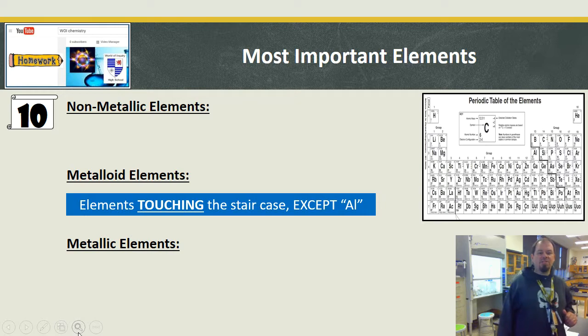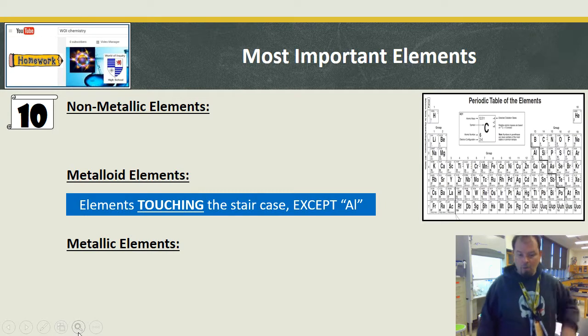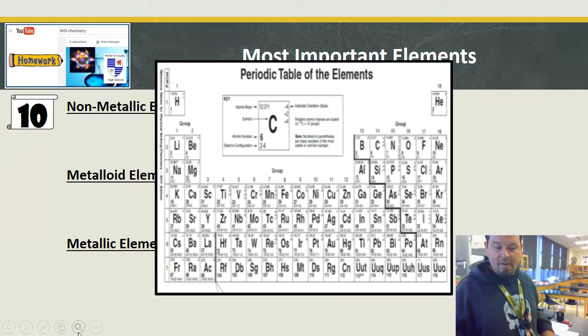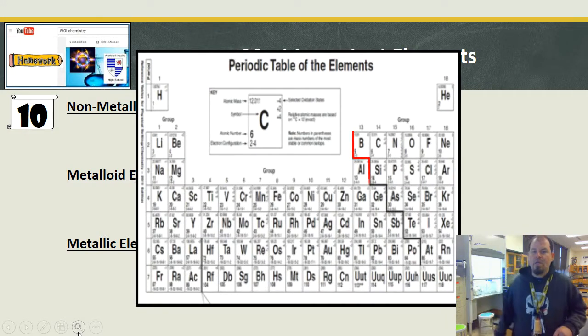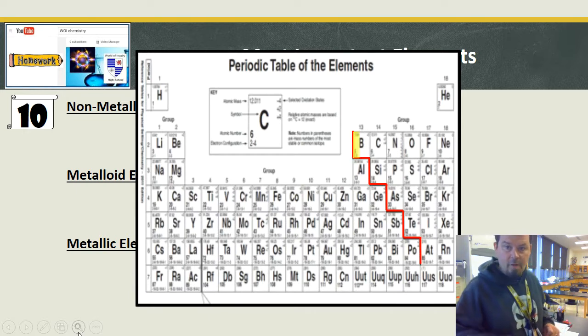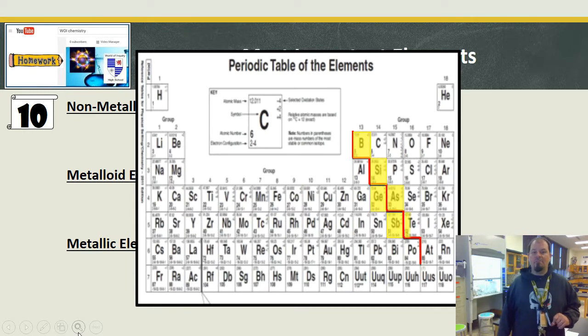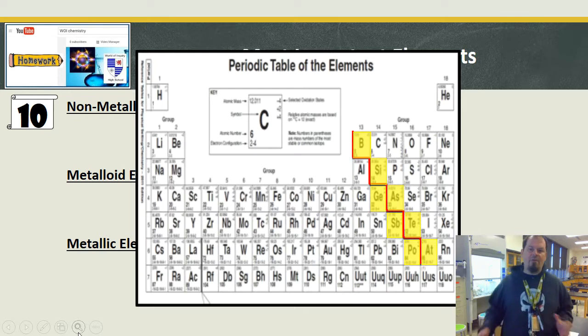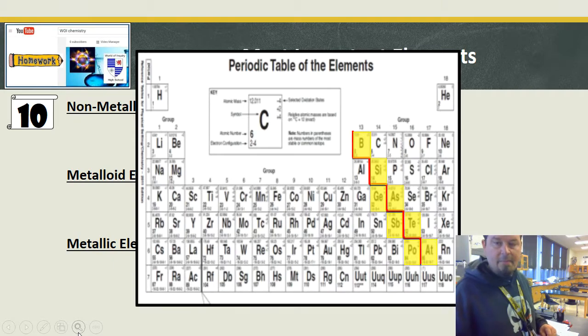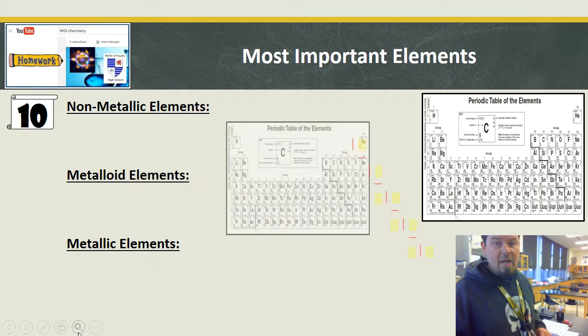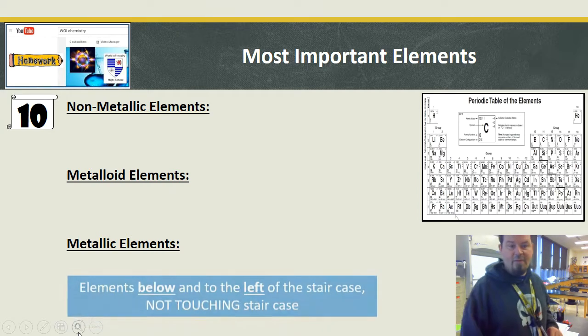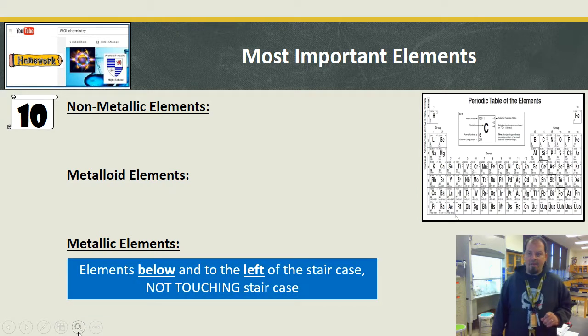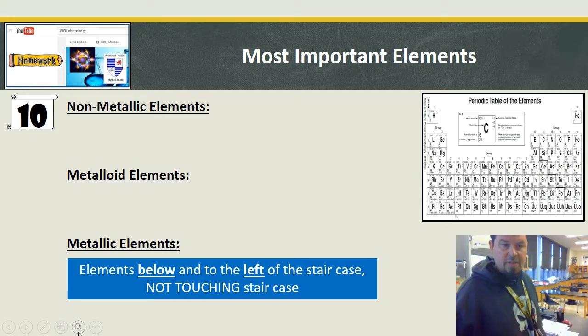And then elements touching the staircase, except for aluminum. You know aluminum is a metal. You've held it in your hand. So again, we've got to identify our staircase. Everybody touching the staircase, above and below, except for aluminum, is what we call a metalloid. All those elements are some mixture of properties of metals and non-metals, so we call them metalloids or semi-metals. And the nice part is that once we identify those, everything else is a metal. So below and to the left of the staircase, not touching the staircase, of course, is a metal.